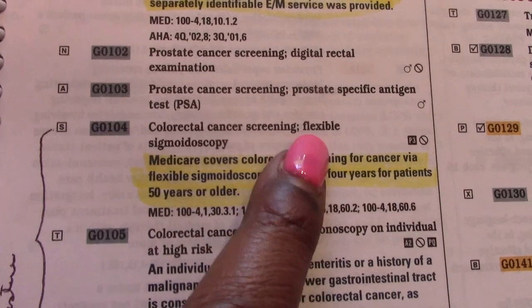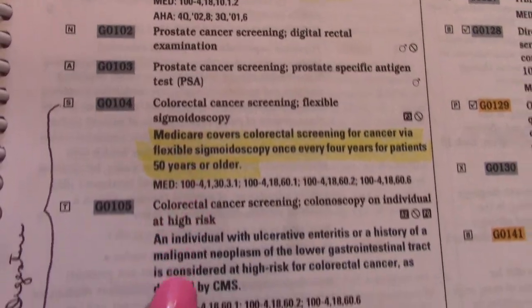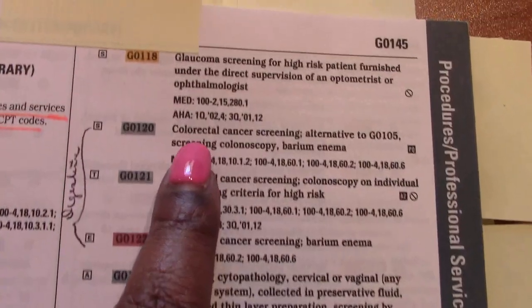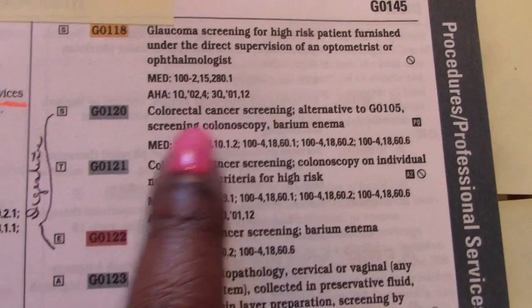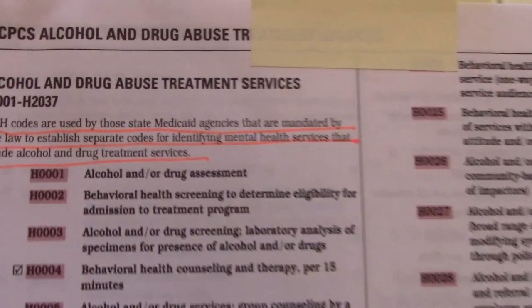Colorectal cancer screening, flexible sigmoidoscopy. Have some more. Colorectal screening, cancer screening. Okay. Those are the G codes. So when you hear about G codes in your coding, you know it comes from a HCPCS.